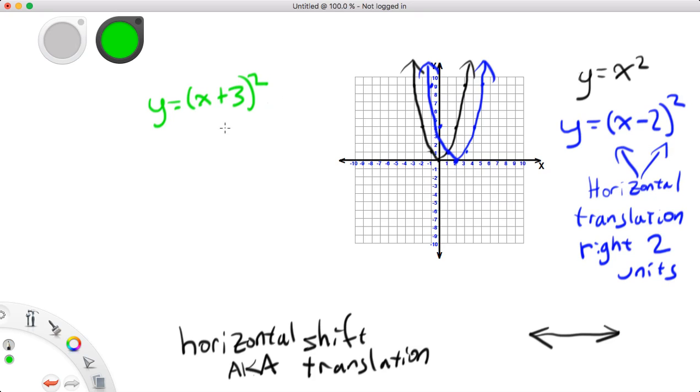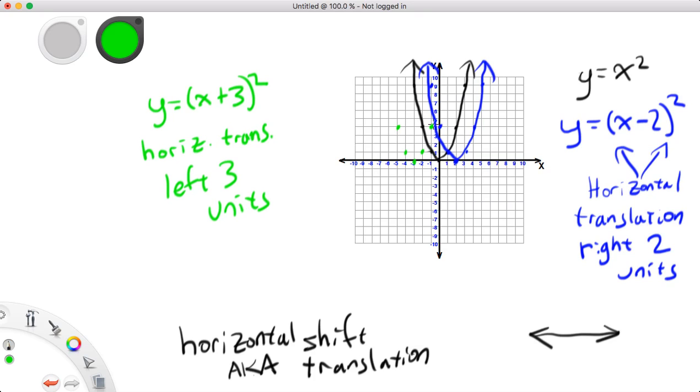This is a horizontal shift, horizontal translation to the right 2 units. That is what this minus 2 in parentheses means. This goes over 2 units. This guy goes over 2 units. This guy over here goes over 2 units.